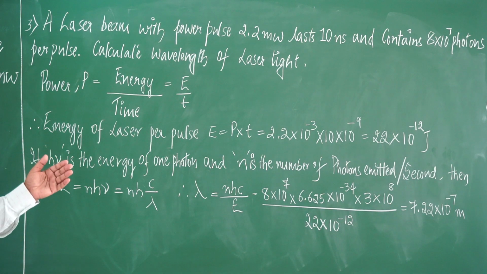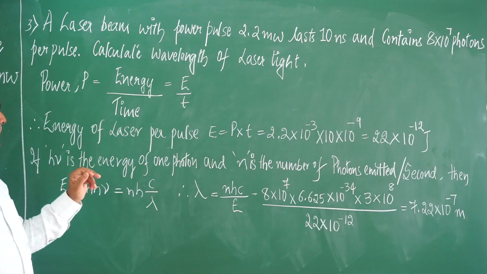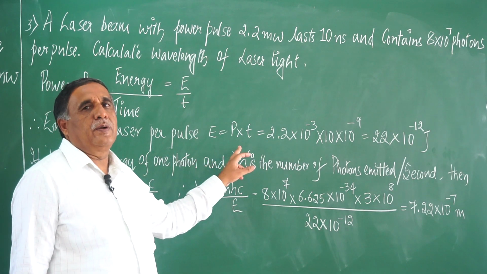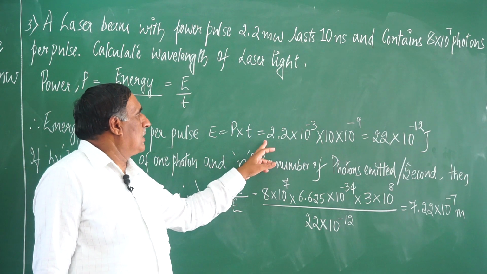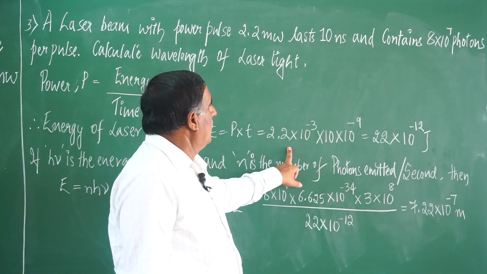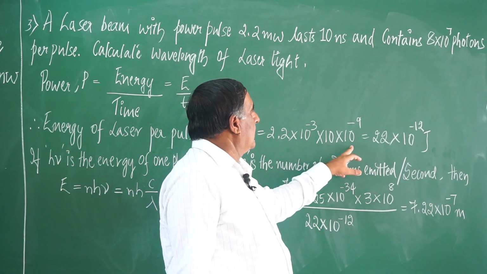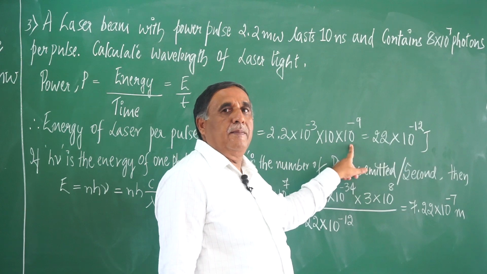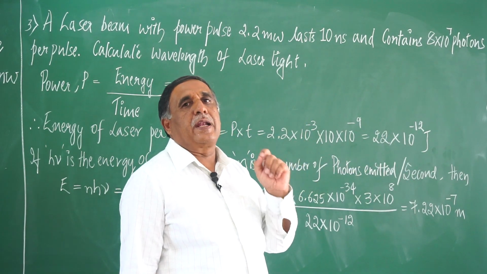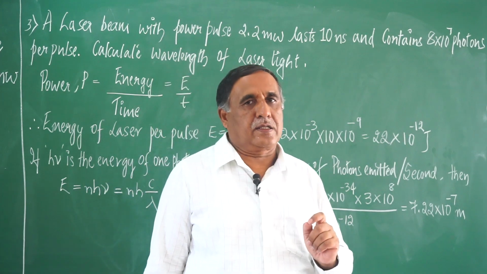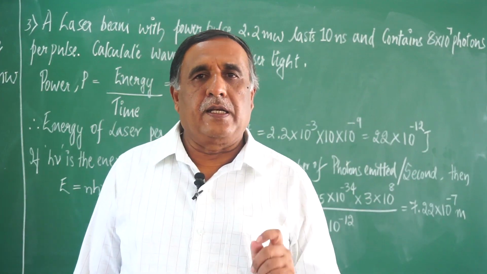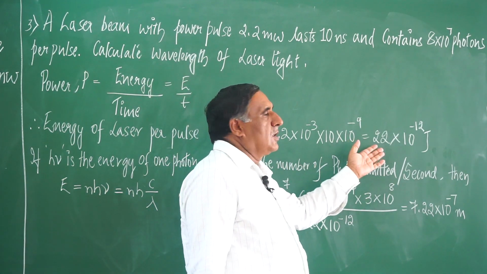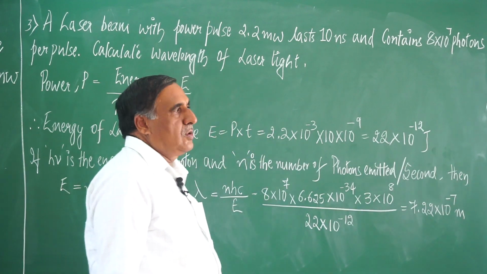Again, power P is equal to energy by time, so E by T. The energy of the laser per pulse, cross multiplying, E is equal to P into T. I make the substitution: P is equal to 2.2 into 10 raised to minus 3. Again T is 10 into 10 raised to minus 9, because it is given in nanoseconds. Nano means 10 raised to minus 9, so 10 nanoseconds means 10 into 10 raised to minus 9 seconds. This calculation gives 22 into 10 raised to minus 12 joules.